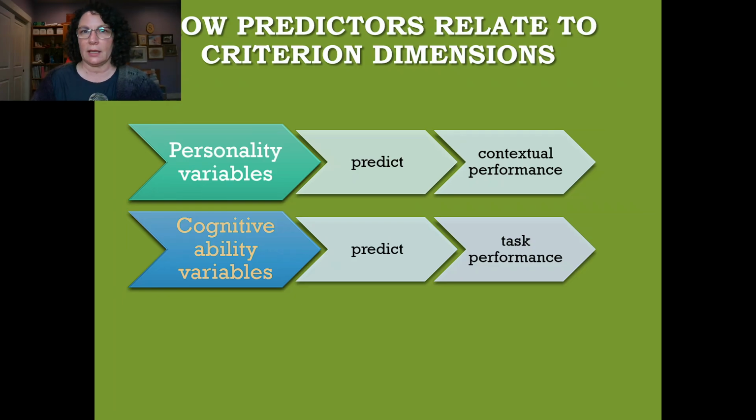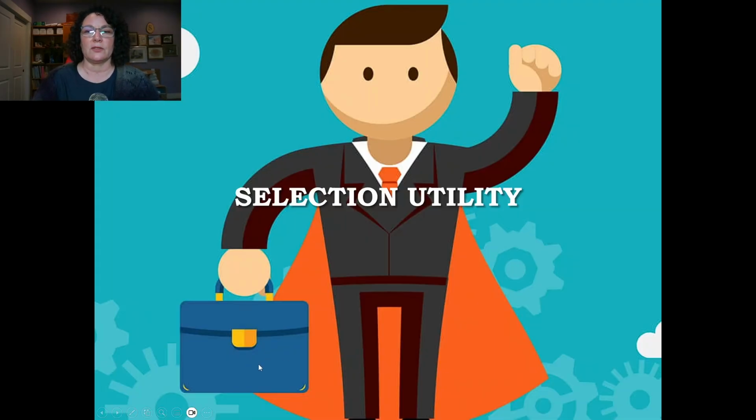It won't give you any insight into these contextual things and whether this person will support their neighbor or other things. It doesn't give you any insight into that. It only gives you insight into whether this person can probably learn this task. That's basically what cognitive does for us.